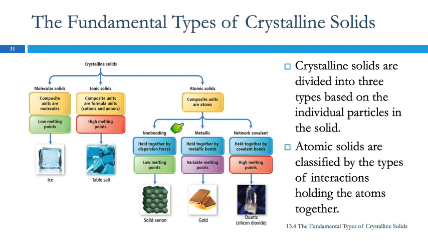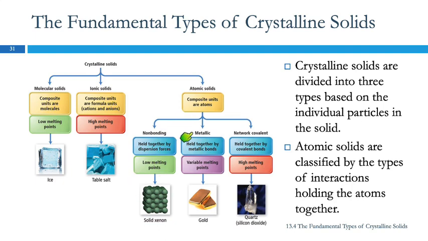If we think about the atomic solids, we can divide those by how those atoms are connected to each other. They could be non-bonding, so just a bunch of atoms. All that would hold them together is dispersion forces, and the only examples of this would be the noble gases. So at a very cold temperature, you can get xenon to be a solid. These are going to have very, very low melting points.